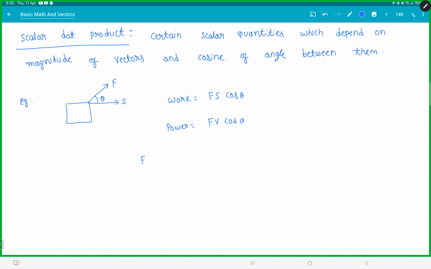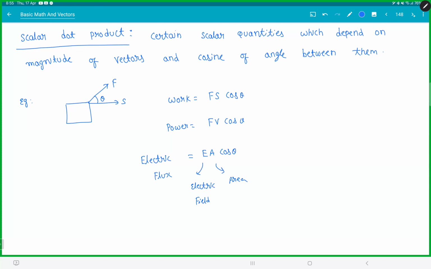Suppose you take something like electric flux, we will see this in 12th. This depends on E into A into cos theta. E is electric field, A is area. So people noticed there are a lot of quantities that are coming up like this.